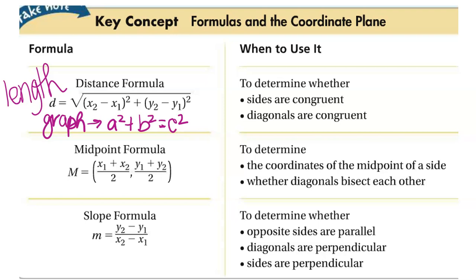When would you use midpoint? When you're trying to figure out the coordinates of the midpoint of a side, usually that one is for a trapezoid. And sometimes you have to use it to see if the diagonals bisect each other. You would use the midpoint formula to find the midpoint of one of the diagonals, then find the other one, and they should be the same. If they're not the same, then they don't bisect each other. They have to meet in the middle at a specific point.